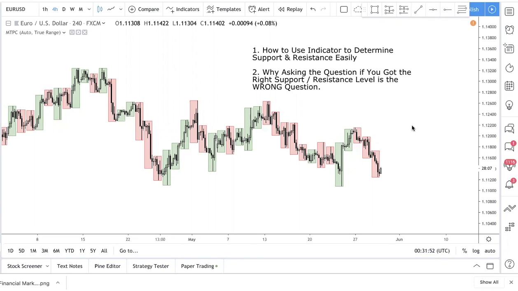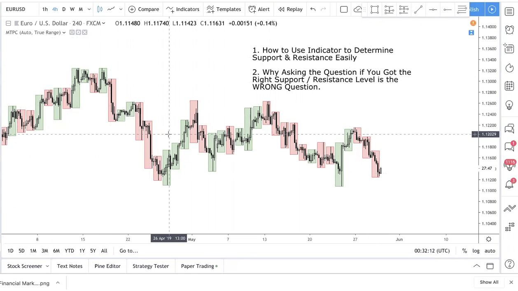Because what we're about to share with you is by no means perfect. I mean, there's no perfect way to determine a support resistance level, but it's easy. It's easy on your eyes, and it's so easy for you to pick up. Okay, so without further ado, I'd like to introduce to you this indicator.